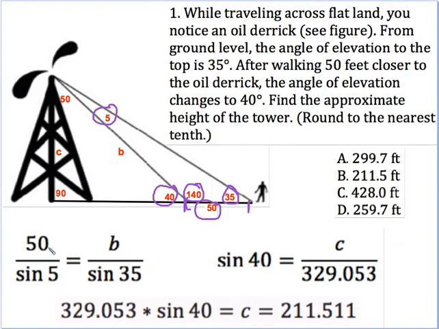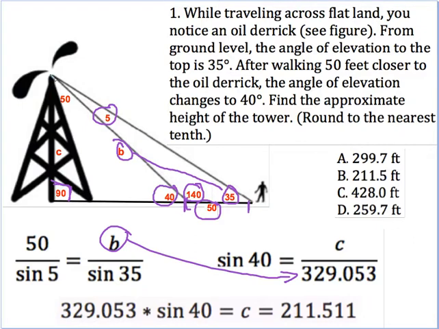I'm going to set up my law of sines ratios. So I have 50 over sine of 5, and that's going to equal b, which is this side here, over sine of 35, since 35 is directly opposite. I cross multiply and divide, and I find that b is going to equal 329.053.